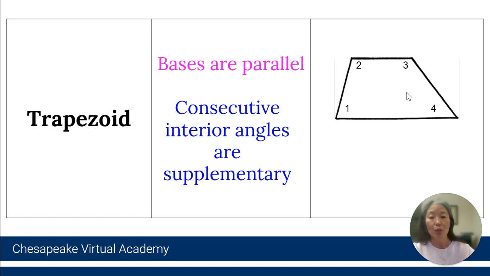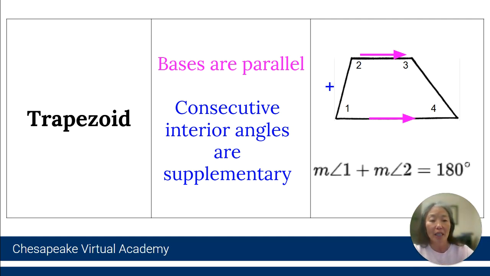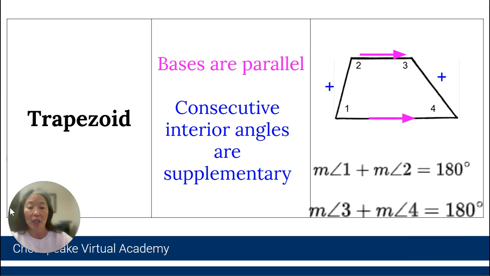So a trapezoid is a four-sided figure where the bases are parallel. Remind yourself, parallel means that they have arrows. Consecutive interior angles are supplementary. So I'm going to add those two angles inside the parallel lines. Angle 2 plus angle 1 is going to equal 180, and similarly, angle 3 plus angle 4 is going to equal 180. The two angles inside the parallel lines are called consecutive interior angles.